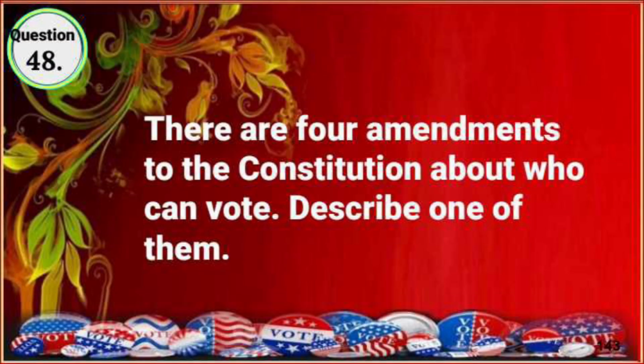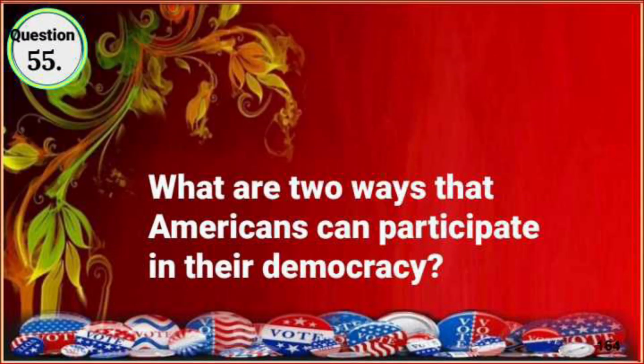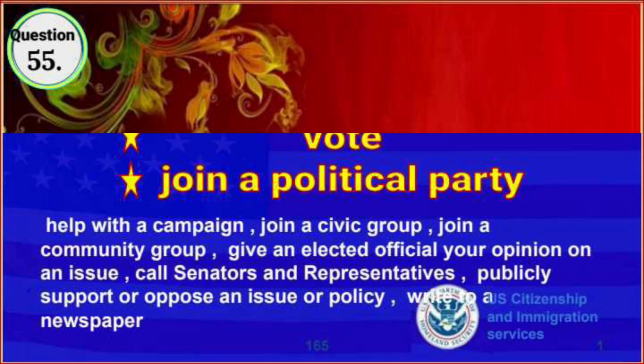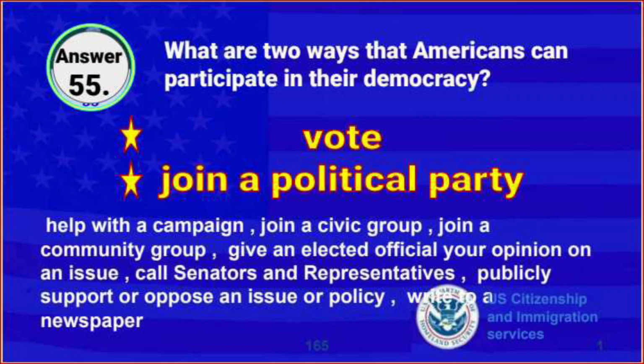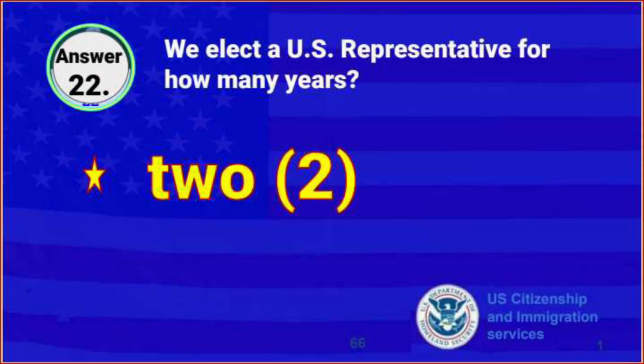There are 4 amendments to the Constitution about who can vote. Describe one of them. Citizens 18 and older can vote. What are 2 ways that Americans can participate in their democracy? Vote, join a political party. We elect a U.S. representative for how many years? 2.